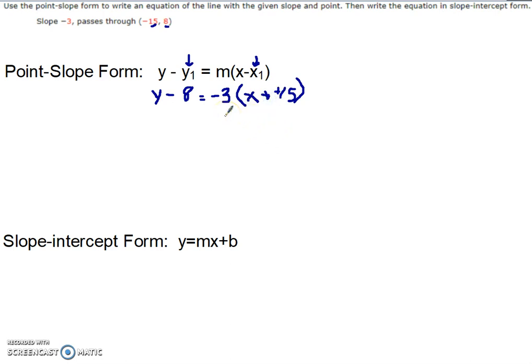And again, sorry for the sloppiness here. I'm at home with a mouse. So that's the neatness you're going to get here in this video. But anyway, then all we have to do is solve for it to be in this form, y equals mx plus b. So we need to get y by itself. So first we're going to use the distributive property. So that's going to give you -3x. And then -3 times positive 15 is -45.